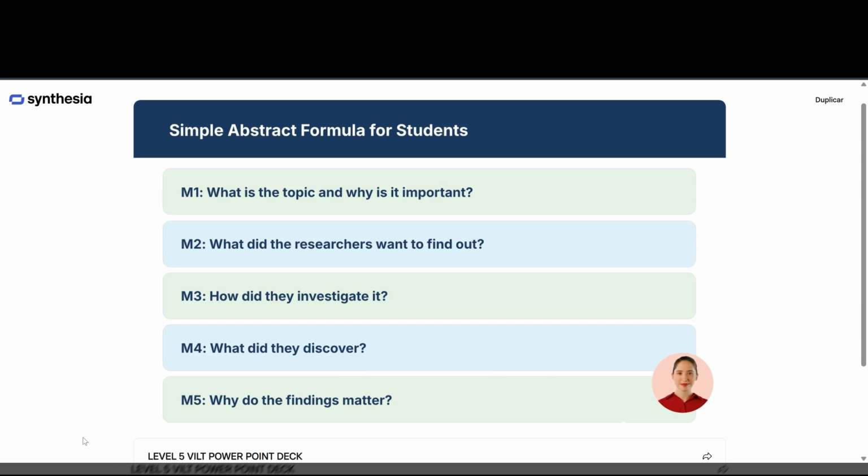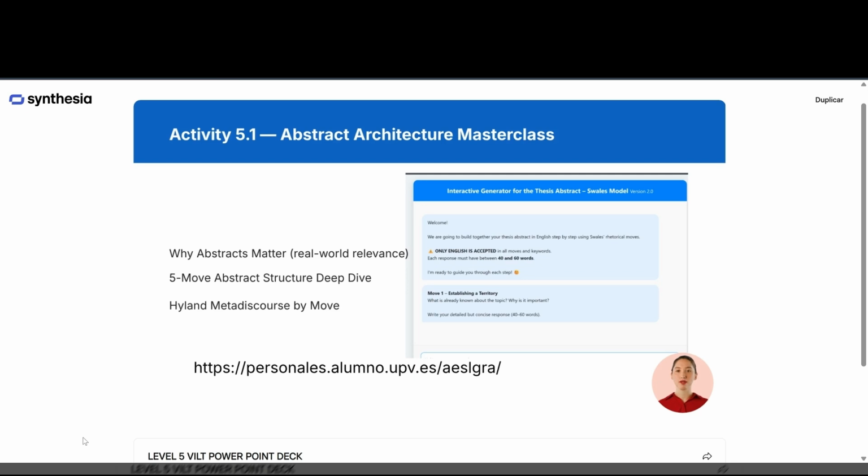We're now going to go through the Abstract Architecture Masterclass in Canva. Each part builds on the previous one. By the end of this masterclass, you will have everything you need to start writing your own abstract in Activity 5.2. With the interactive generator for the Thesis Abstract Swales model, version 2.0, we are going to build together your thesis abstract in English step by step using Swales rhetorical moves.